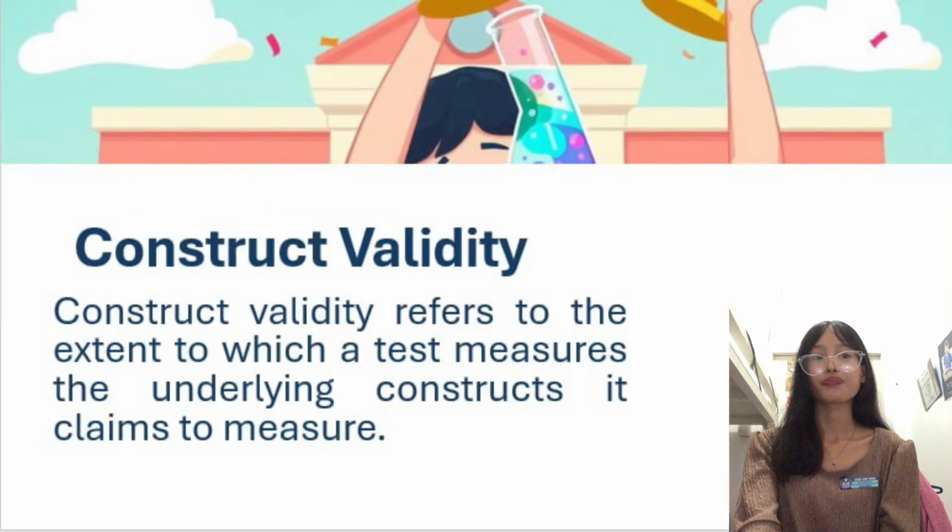Construct validity. Construct validity refers to the extent to which a test measures the underlying construct it claims to measure. So it means a test is only valid if it accurately measures what it intends to measure. The test's underlying constructs refer to the concepts or theories the test aims to assess. A test with high construct validity accurately reflects the theoretical concept it is designed to evaluate.